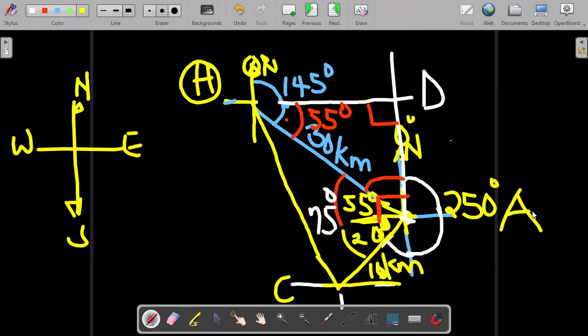Because from H to D represents the adjacent. So we are using opposite over adjacent according to SOHCAHTOA. Opposite adjacent is tan. No, sorry. We are using opposite hypotenuse because we don't have a value on this adjacent. There's no value here from AD to A. We don't have a value there.